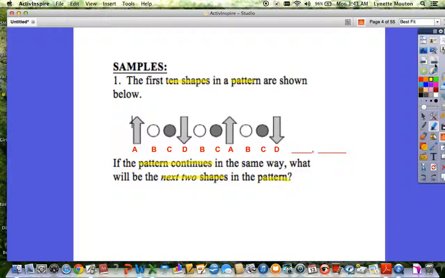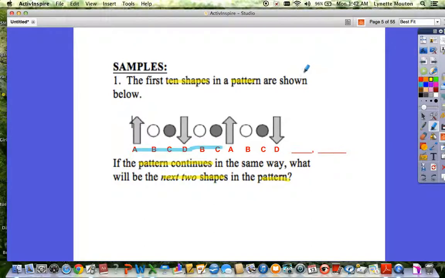We can't give it an A, even though it is an arrow. The arrow is facing in the opposite direction, so we have to give it a new letter because technically it is a new shape. Then again, B comes again, then C, then we go back to A. Then B, C, D. So if you see the unit that repeats here, it is actually A, B, C, D, B, C, and then that whole unit there repeats itself again. We've gone back to A, B, C, D.